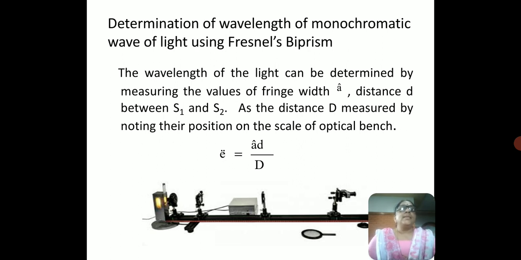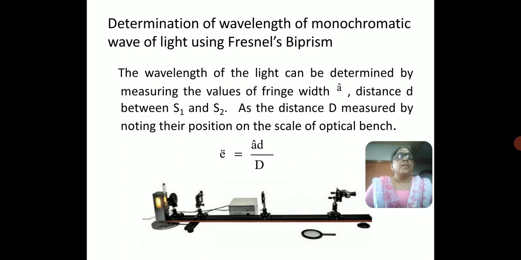Now, let us determine experimentally the wavelength of monochromatic light using a Fresnel's biprism. The Fresnel biprism and the whole setup of the experiment is shown in the figure. The source, Fresnel biprism and the screen, and also one convex lens is required to determine the small d. The wavelength of the light can be determined using the formula lambda is equal to beta d divided by capital D.